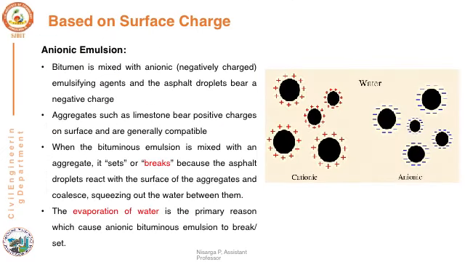Next, what is cationic and anionic emulsion, and how anionic emulsion will be formed. Anionic emulsion will be formed when we mix bitumen with an anionic or negatively charged emulsifying agent.